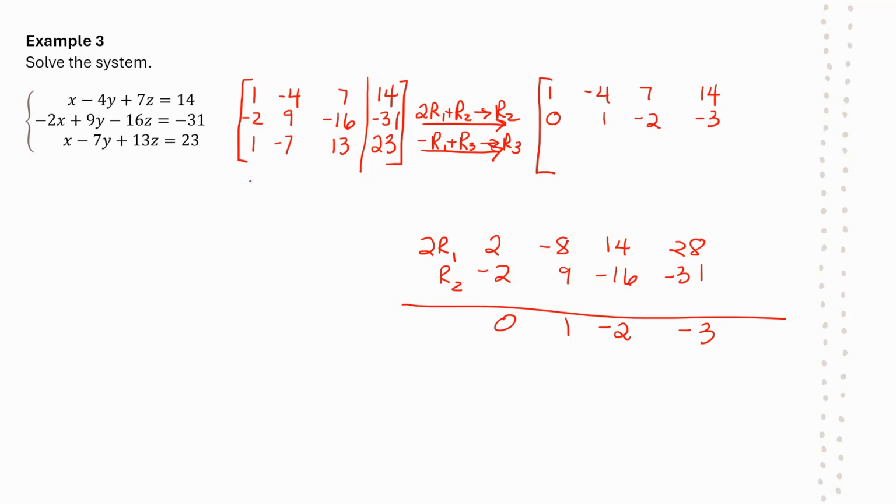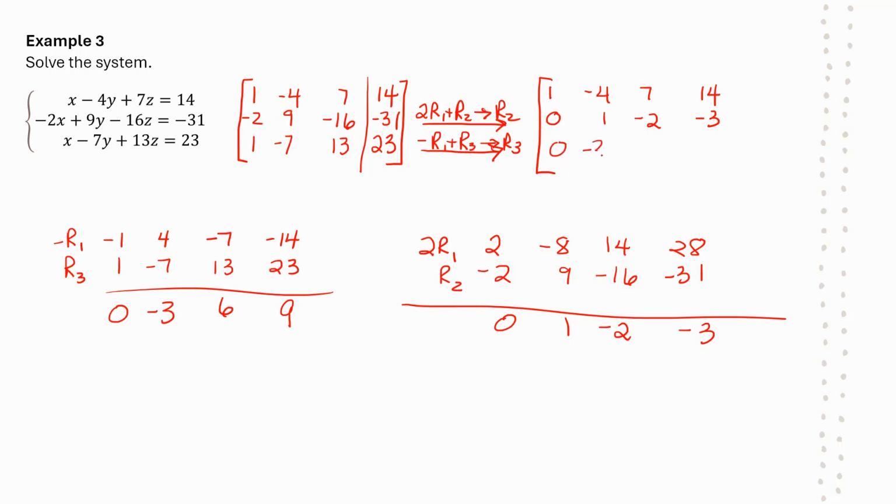And then for the third row, we are taking the opposite of the first row. So negative 1, 4, negative 7, negative 14. And we're going to add that to the third row, which is 1, negative 7, 13, 23. So this was negative R1, and this is R3. And we're adding them up. We'll get 0, negative 3, 6, 9. All right, so that's our new third row, 0, negative 3, 6, 9. All right, so we have our first column just the way we want it.